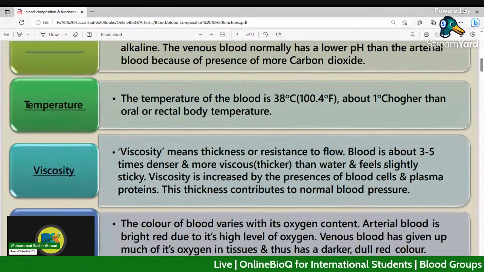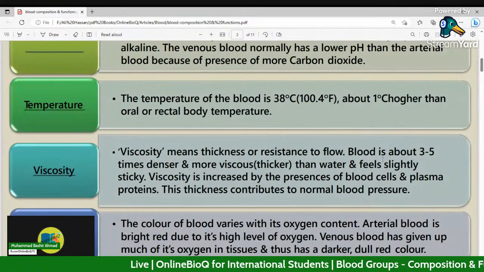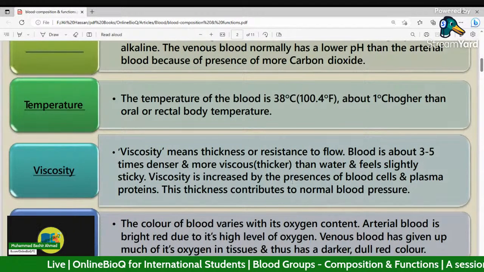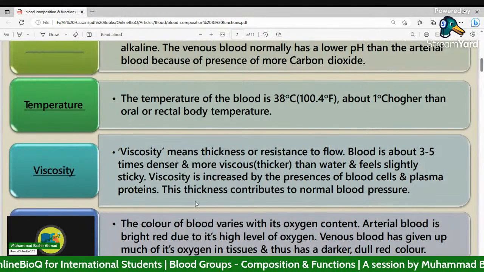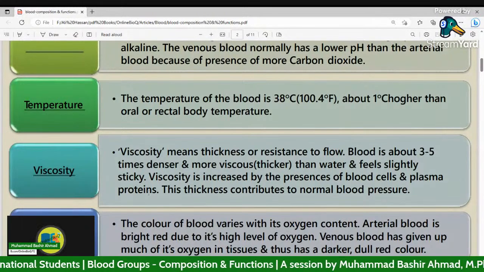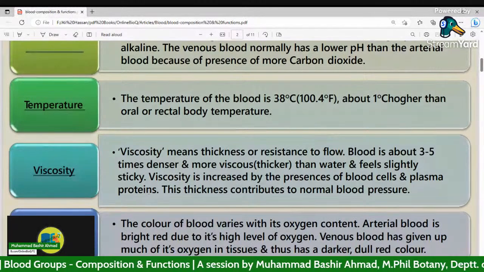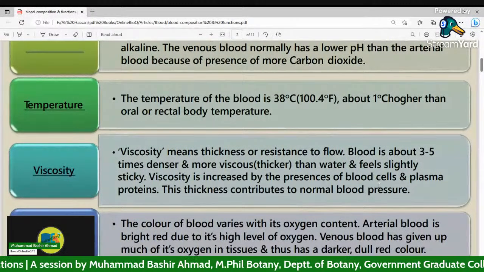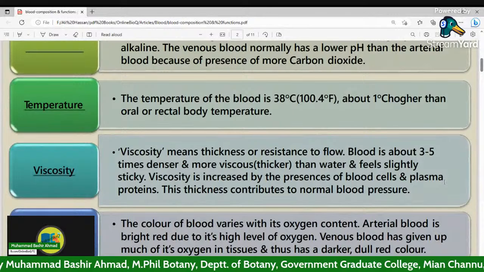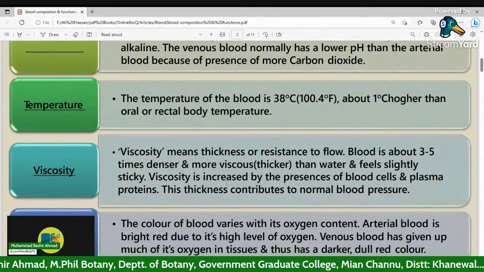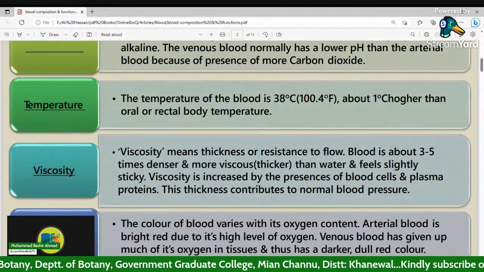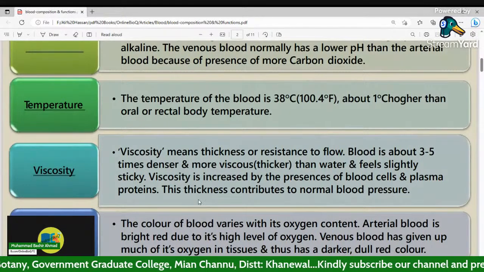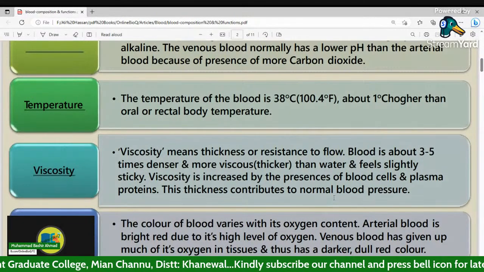Viscosity is increased by the presence of blood cells and plasma proteins. So why is blood viscous? It is viscous due to the presence of blood cells and plasma proteins. This thickness contributes to normal blood pressure.